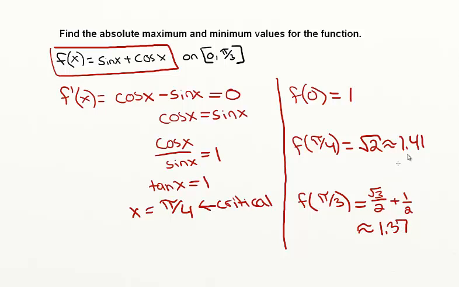So what's the highest value? 1.41. So this is our absolute max. And the lowest value of those three is 1. So this is our absolute min. So at x equals 0, we have a minimum value of 1, and at x equals pi over 4, f of pi over 4, which is equal to 1.41, is our absolute max.